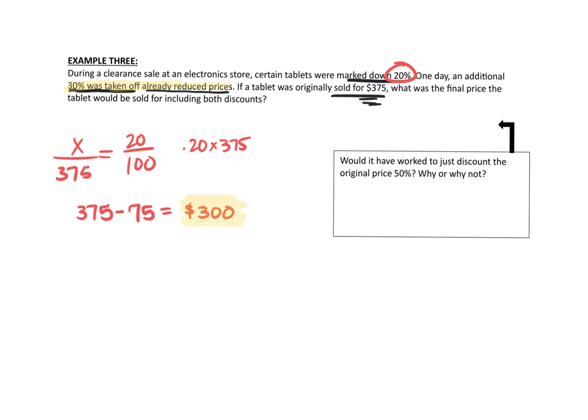So now let's go ahead and do 30% off of that price. Okay, so if I do that, I'm going to do 30% over 100. My original price is $300. Let's figure out what our discount is. Again, that's the amount I'm going to take off. You can also do 0.30 times 300.